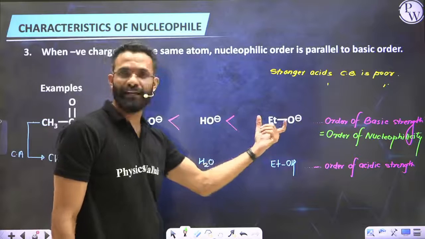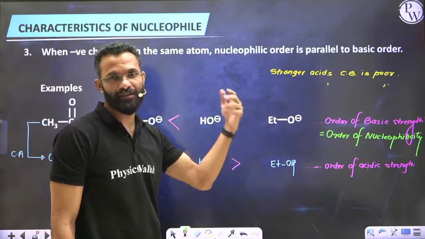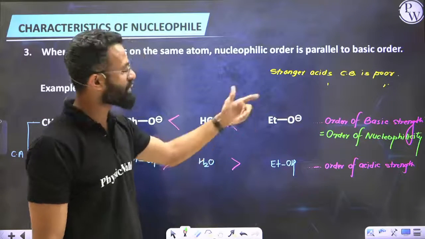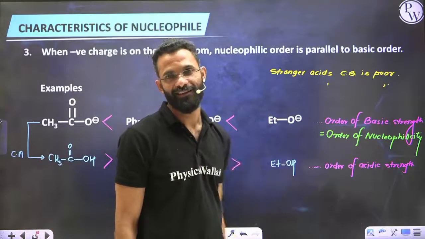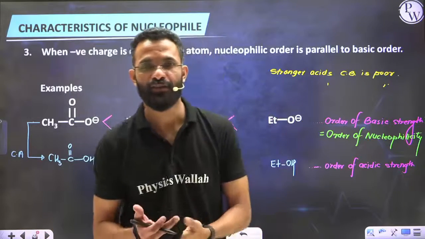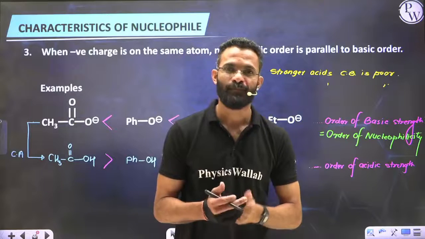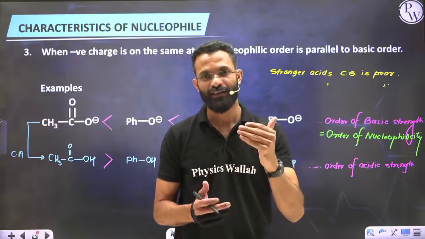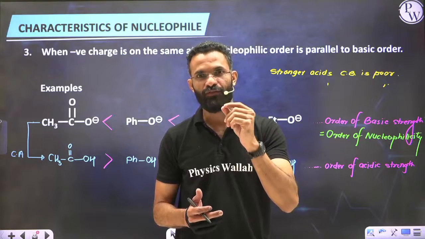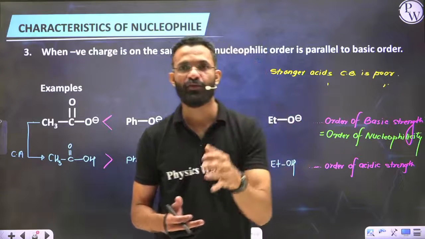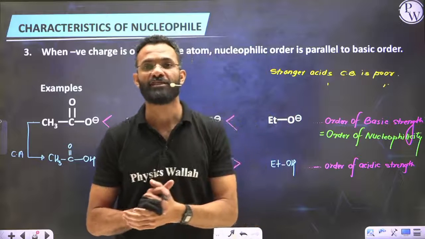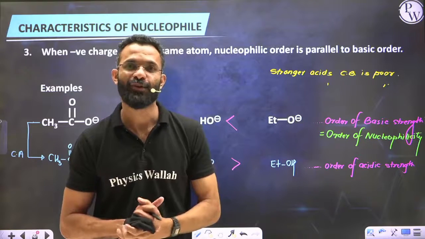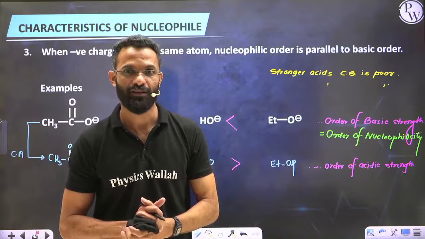So ethoxide ion, which was the strongest base, is going to be the strongest nucleophile here. So whenever they ask you any question related to the order of nucleophilicity, simply check whether those nucleophiles are from a particular group or a particular period, and if you see the negative charge on the same atom, then you all know that the nucleophilic order will be the same as the basic order.